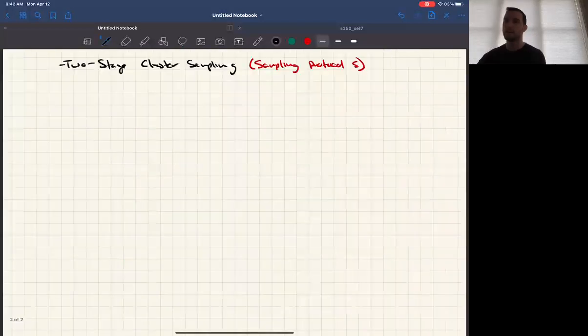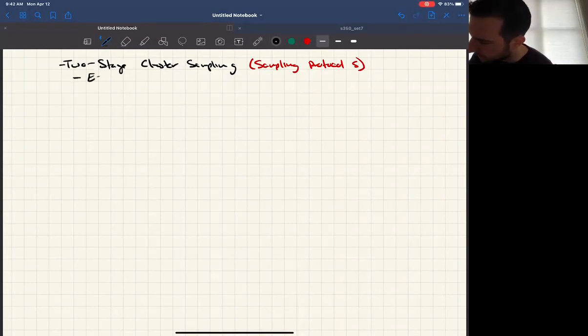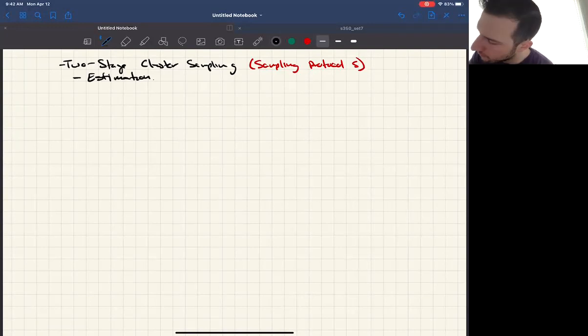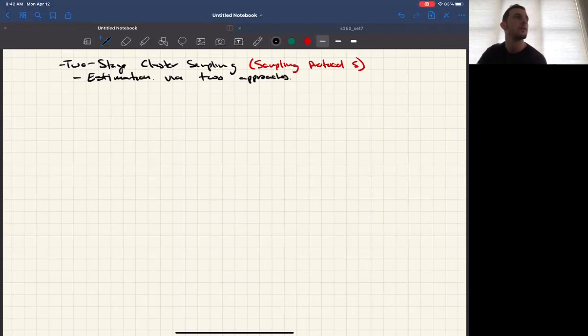Okay, and then we talked about two-stage cluster sampling, which was our next protocol. Same idea here again. So we had estimation, right? And we talked about estimation in two different situations, the same way we did with cluster sampling. So if M is known, if M is unknown. Okay, so via two approaches. Okay, sorry, I'm just trying to make sure I get all this written here.